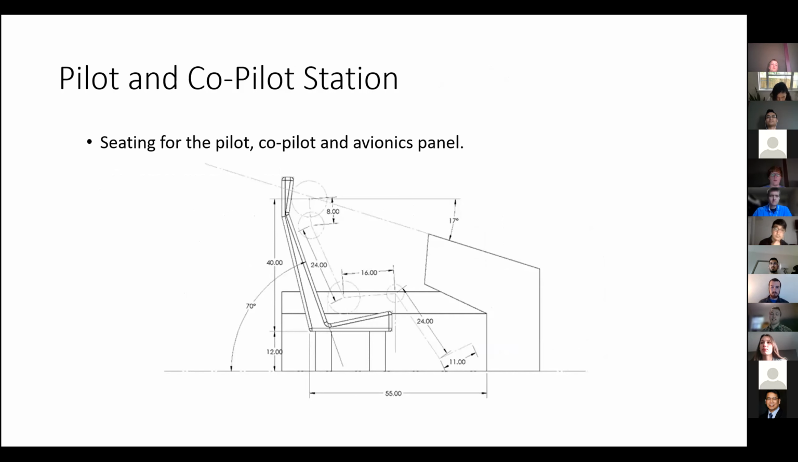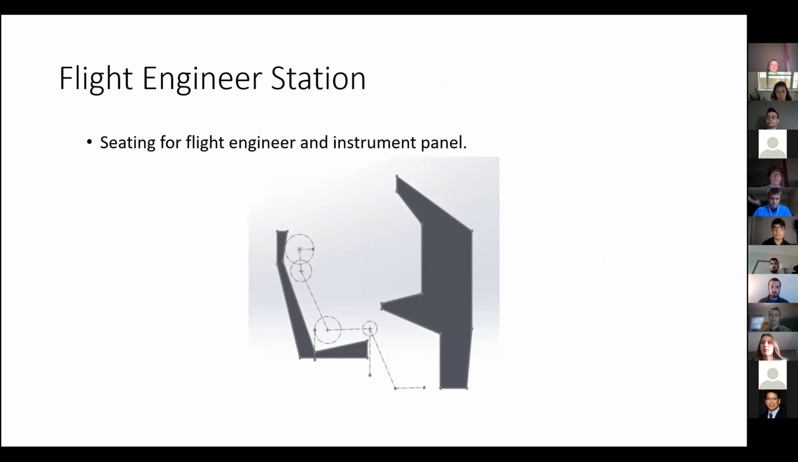So you can see here a side view of our pilot and co-pilot station. This station has two pilot seats next to each other with a control panel in front of them. We were able to achieve an over nose viewing angle of 13 degrees, a looking upward viewing angle of 43 degrees, a grazing angle of 36 degrees, and over the side angle of 42 degrees, achieving all the recommended viewing angles for a commercial aircraft.